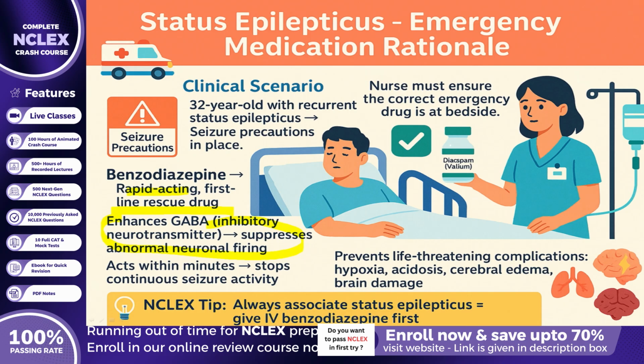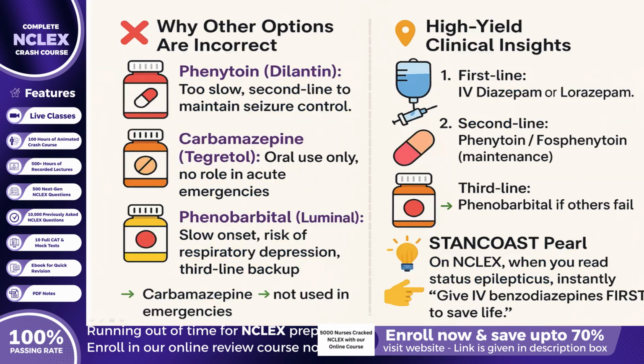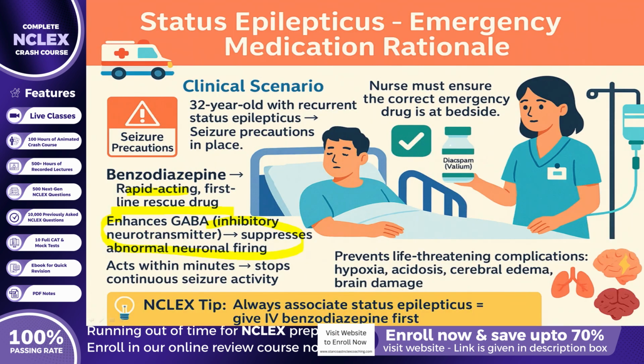Intravenous benzodiazepines like diazepam or lorazepam are considered first-line rescue medications because they act within minutes to terminate the electrical storm in the brain. For the NCLEX, remember that airway, breathing, and circulation stability depend on immediate seizure control, which makes diazepam the most important medication to keep at the bedside.